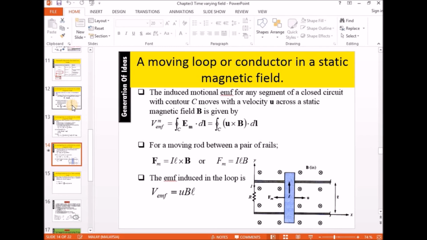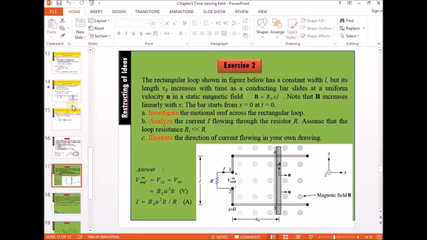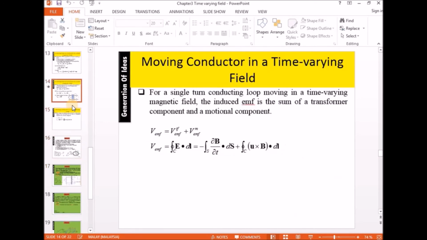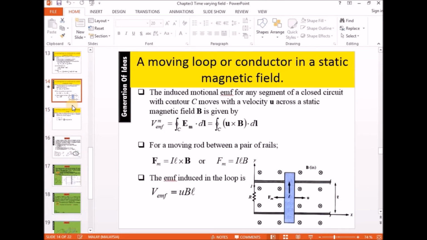We look at one example, then you will be clear how to use it. Can you prepare for these questions? Do you understand the formula just now? I have to see one example. This is the formula that you will use: motional EMF, integrate U cross B dot dl. Later we will use this one to solve for the motional EMF.